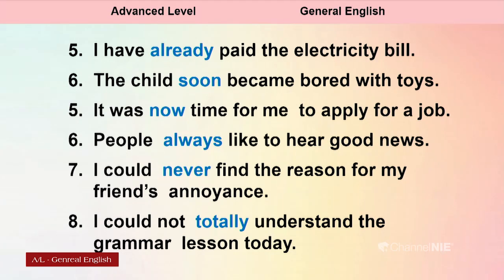The child soon became bored with toys. It is also something that refers to time and frequency. So, that is why "became" is the main verb. Just before that you have placed, or we have to place, the adverb. Then, it was now time for me to apply for a job. Now, here "was" is the be verb. Just after a be verb we have put the adverb of time "now", right? People always like to hear good news. Of course, we all want to listen to good news, right? Then "people always like": "like" is the main verb, "always" is the frequency adverb, and it comes before the main verb.